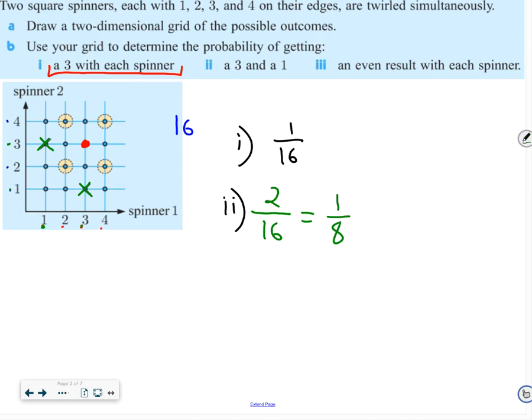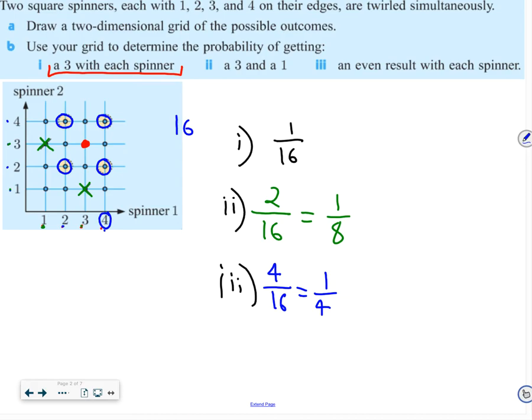For our third question, an even result with each spinner. I could spin a 2 on the first one and a 2 on the second one. I could spin a 2 on the first one and a 4 on the second one. I could spin a 4 on the first one and a 2 on the second one, and a 4 on the first one and a 4 on the second one. So I have 4 possible outcomes out of my 16. I simplify my fraction and see that this is a 1/4 probability of getting that outcome.